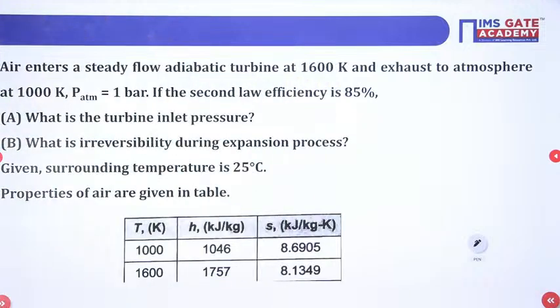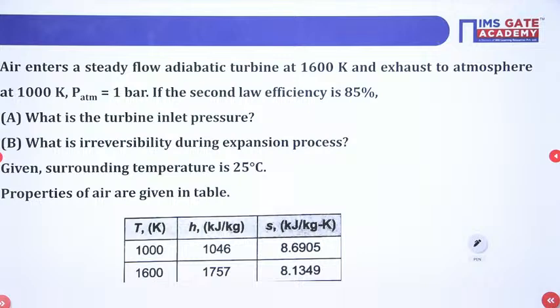Air enters a steady flow adiabatic turbine at 1600 Kelvin and exhausts to atmosphere at 1000 Kelvin. Atmospheric pressure is 1 bar. If the second law efficiency is 85%, first, what is the turbine inlet pressure? Second, what is the irreversibility during the expansion process?